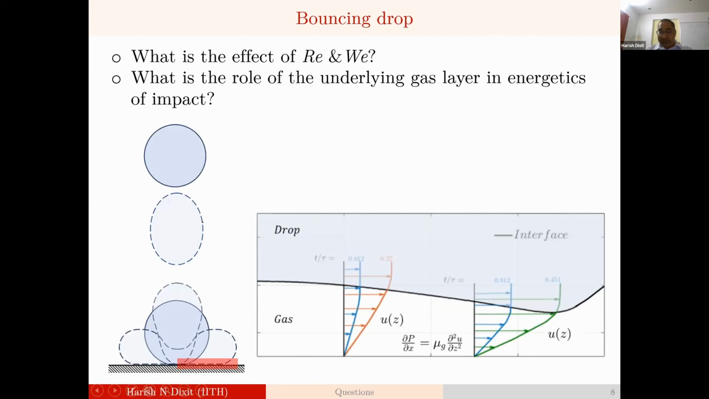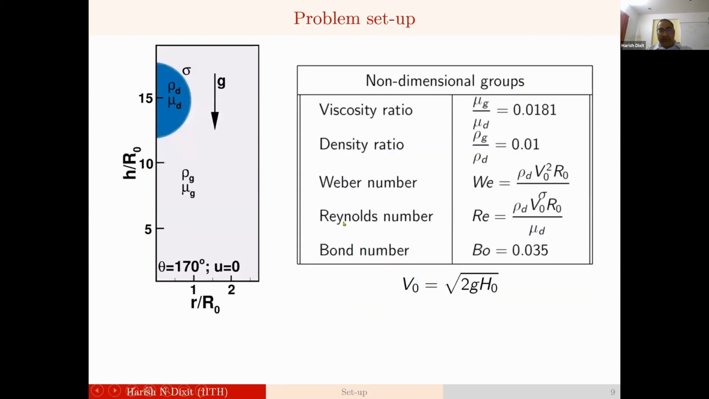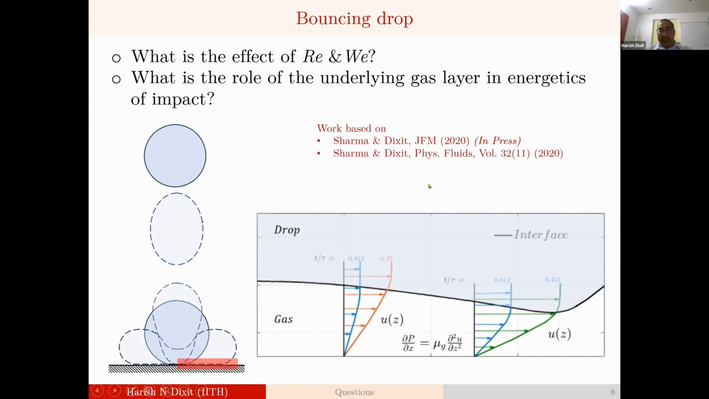This is an actual image, and these are the velocity profiles extracted from the simulations. We have a gas layer with a velocity gradient, which leads to a lubrication pressure that supports the droplet. The work is published in these two papers, one in JFM in 2021, I should have corrected this, and the other in 2020, last year.